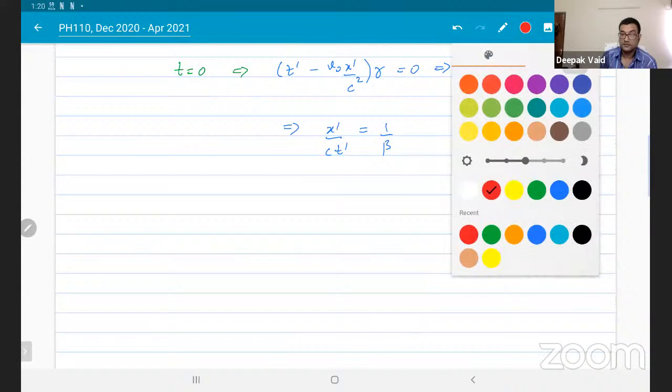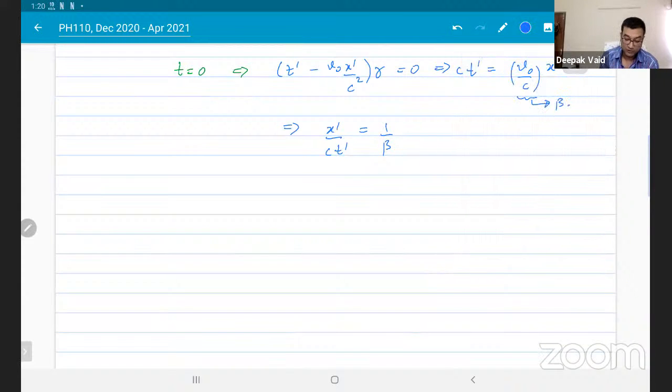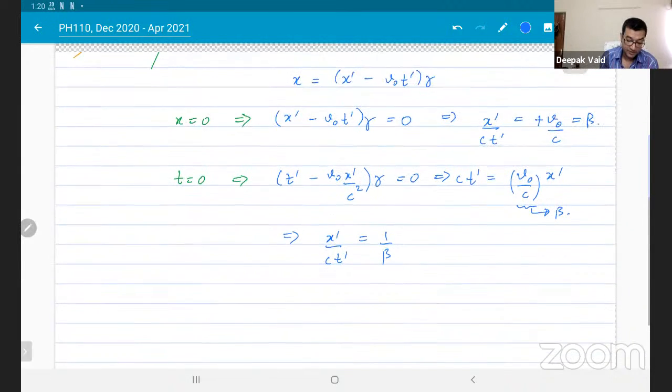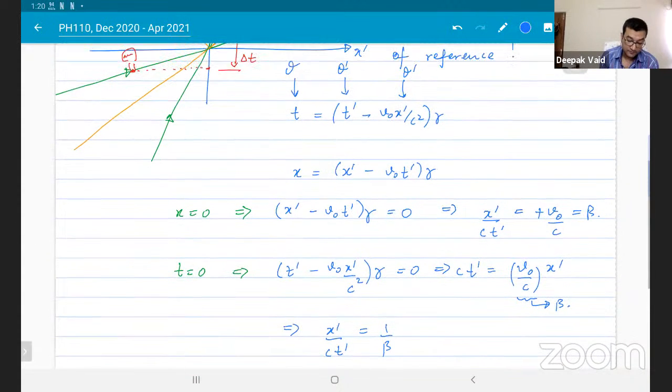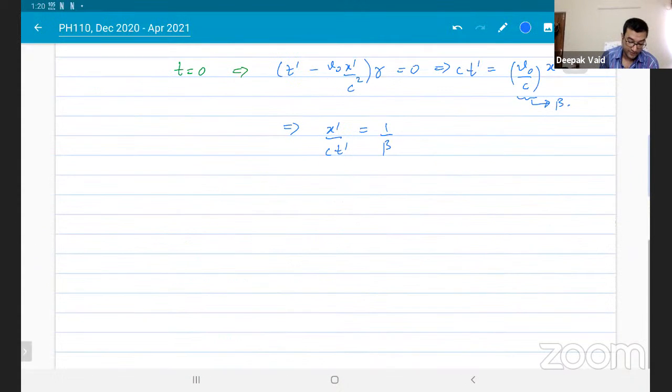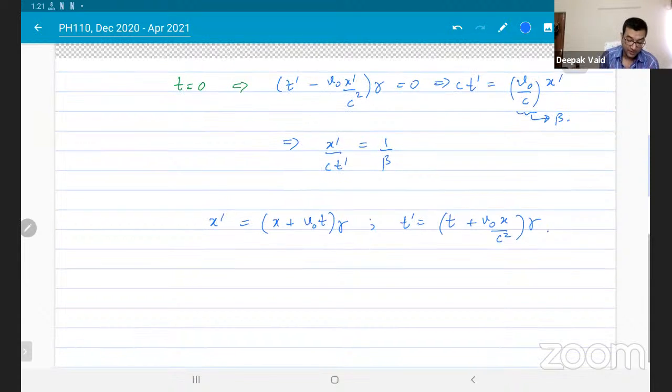First of all, I just have to use the Lorentz transformation. Now the Lorentz transformation tells me, let me write down from the perspective of x prime: x prime is equal to x plus v naught t, times gamma; t prime is equal to t plus v naught x by c square, times gamma. Okay.